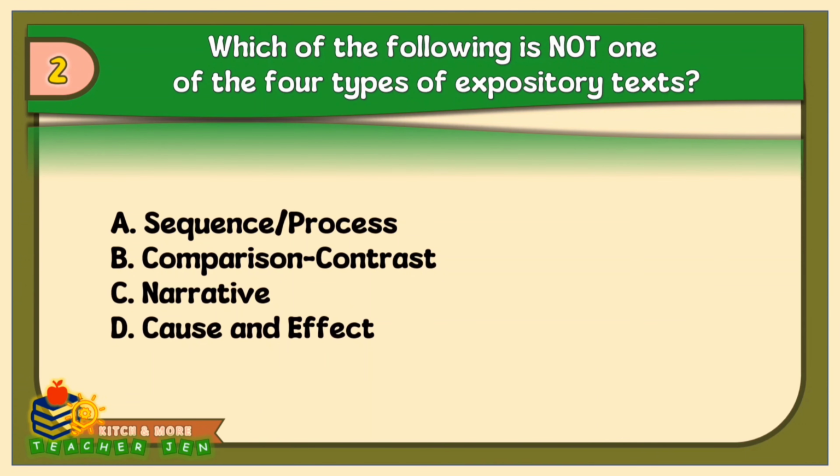Number 2. Which of the following is not one of the 4 types of expository text? A. Sequence or process. B. Comparison or contrast. C. Narrative. D. Cause and effect. The correct answer is letter C, narrative.